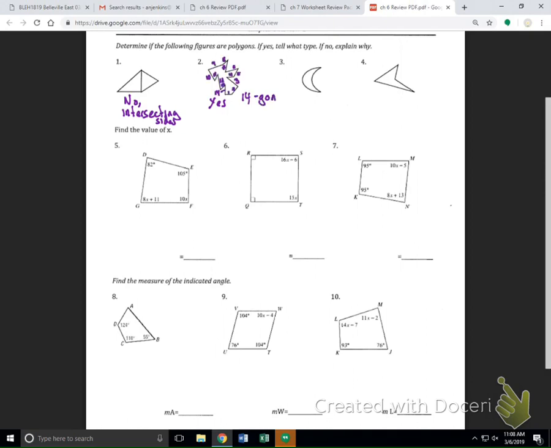Okay, so we have a 14-gon. So remember, we have names for like a 12-gon, but we didn't learn those specifically. So anything over 10, I allowed you to just use the number and then the gon. Our second half here. Number 3, what'd you say? No, how'd you know? No, it's curved. Not formed by segments.